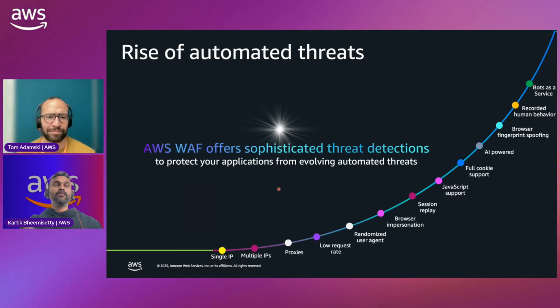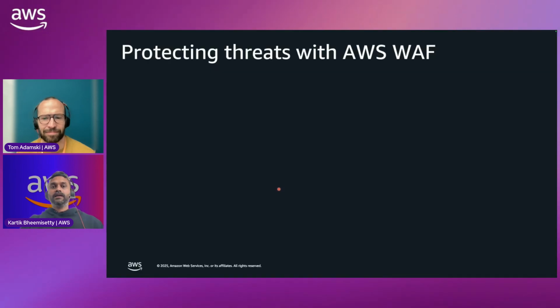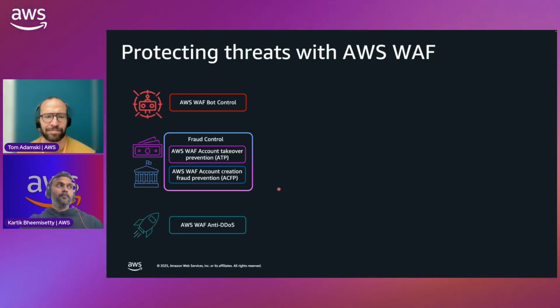Now, how does WAF help here? WAF also evolved as the threats evolve, right? So we also offer a lot of sophisticated, intelligent threat detections to help you protect your applications. Let's talk about some of the advanced protections with AWS WAF. We categorize it as the intelligent threat detection, threat mitigation suite, right? Inside it you have bot control, fraud control, and anti-DDoS. Anti-DDoS is something we launched last year. In fraud control, you have account takeover protection and account creation fraud prevention as well.